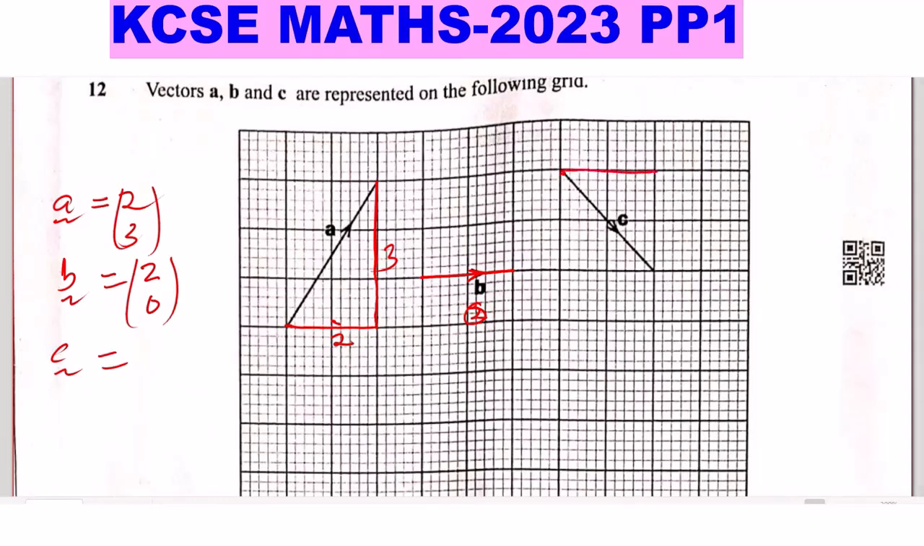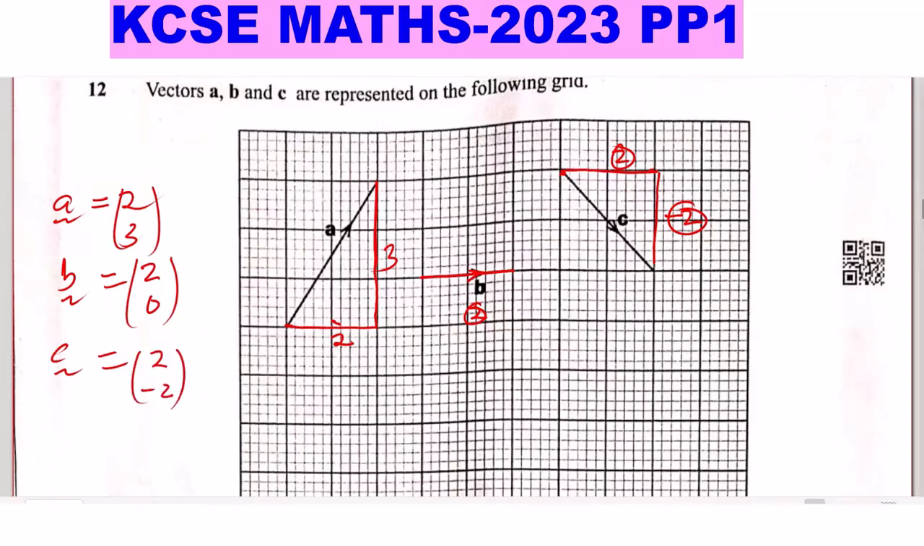For C, the starting point is there. Displacement to the right is 2 squares. Then this one is very important: displacement on the y-axis is downwards, so that will be -2. When you write that in column form, it will be (2, -2). This will be very important as we add.